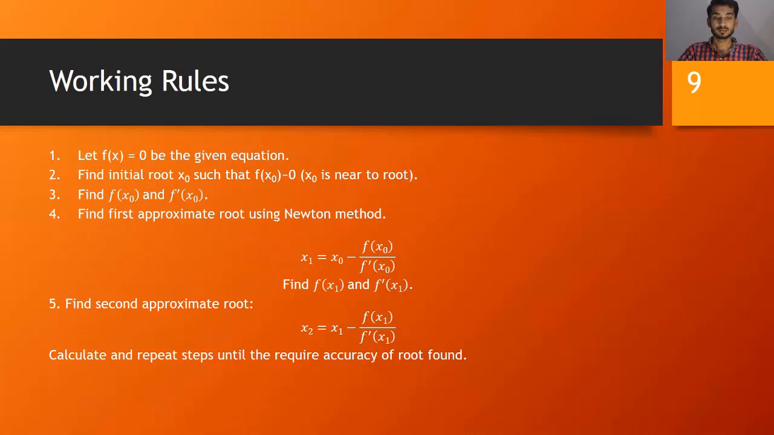So here's the method as you can see. Rule number five: find the second approximate root, and then repeat the steps until the required accuracy of the root is found.